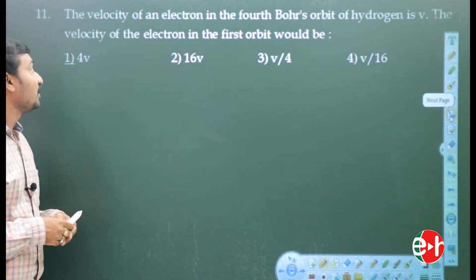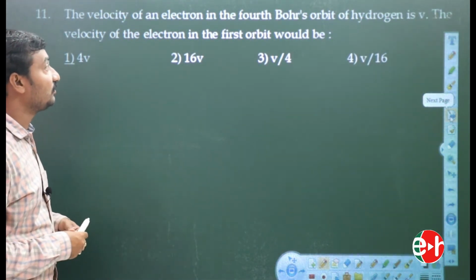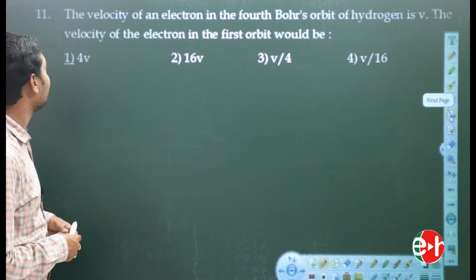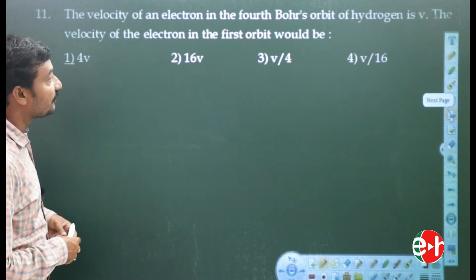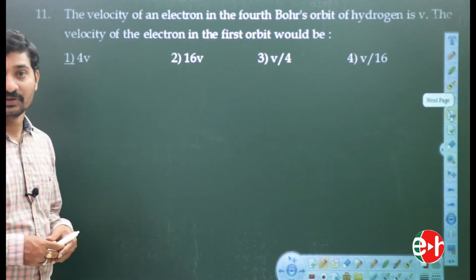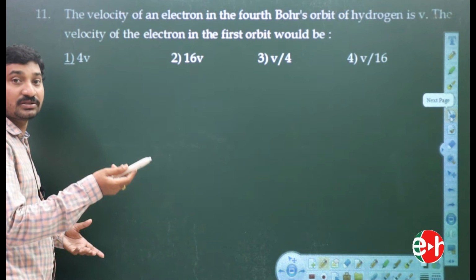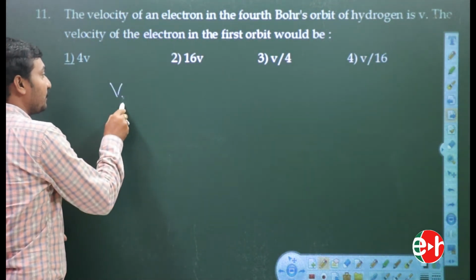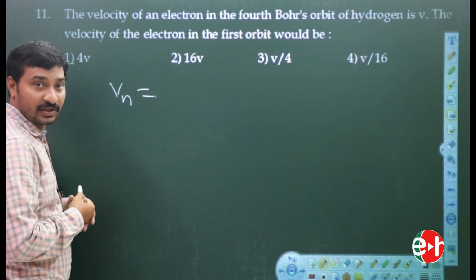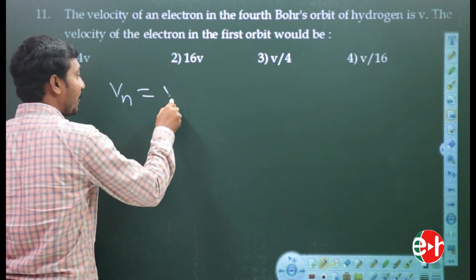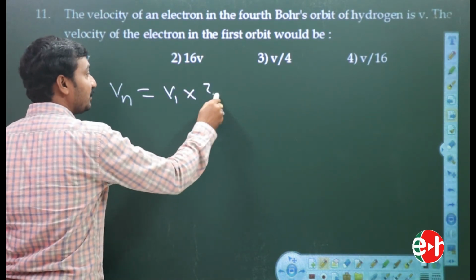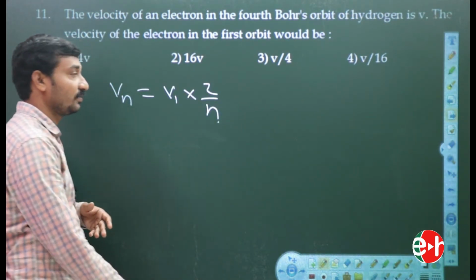See this question. The velocity of an electron in the fourth Bohr's orbit of hydrogen is v. The velocity of the electron in the first orbit would be? Okay, fourth orbit given, asking first orbit. We know Vn is equal to V1 into Z by n. This is the formula.